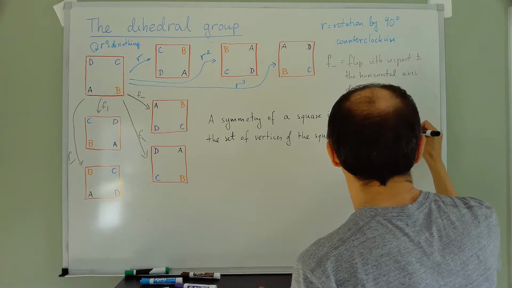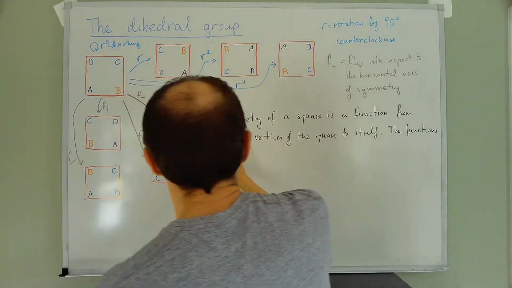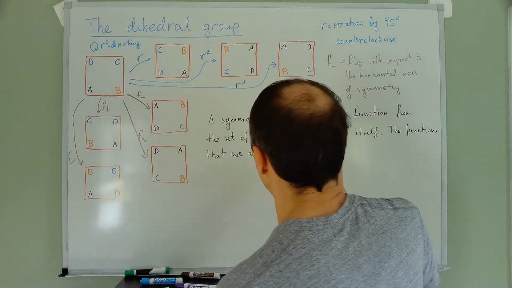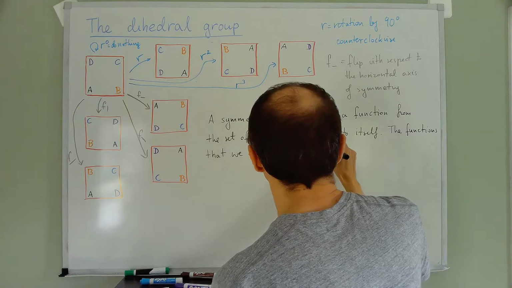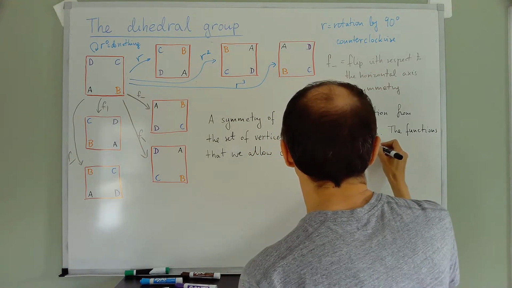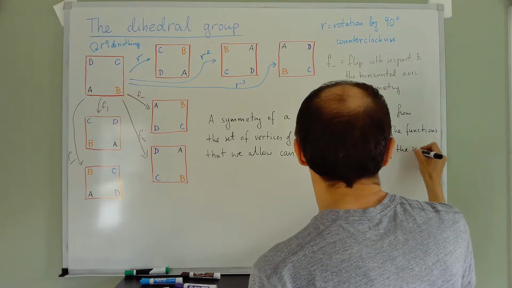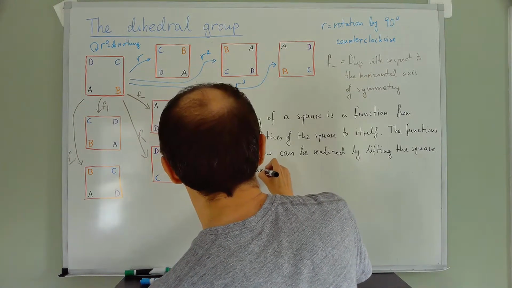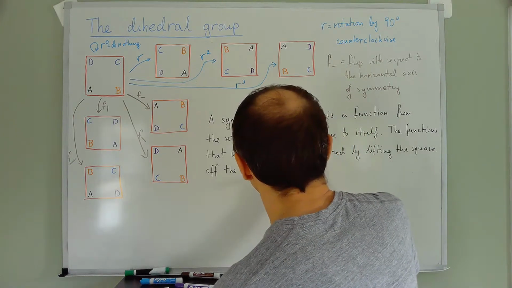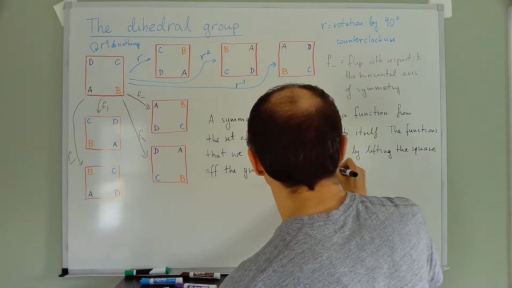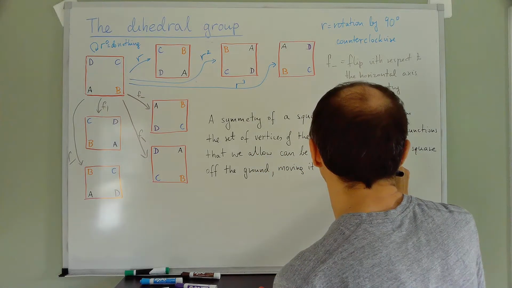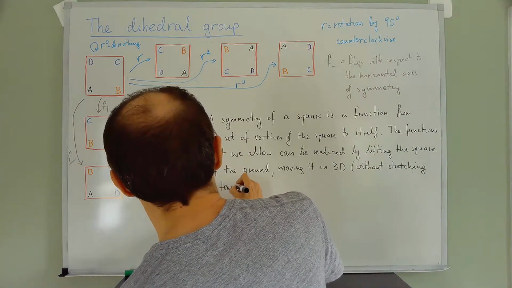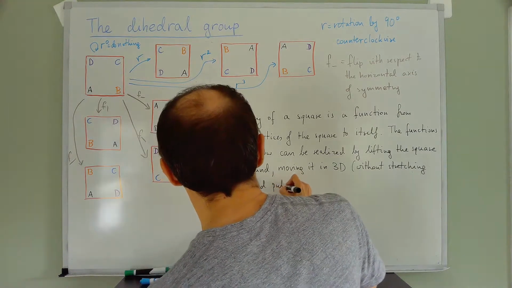So the functions that we allow can be realized by lifting the square off the ground, moving it in 3D without stretching or tearing, and putting it back down.